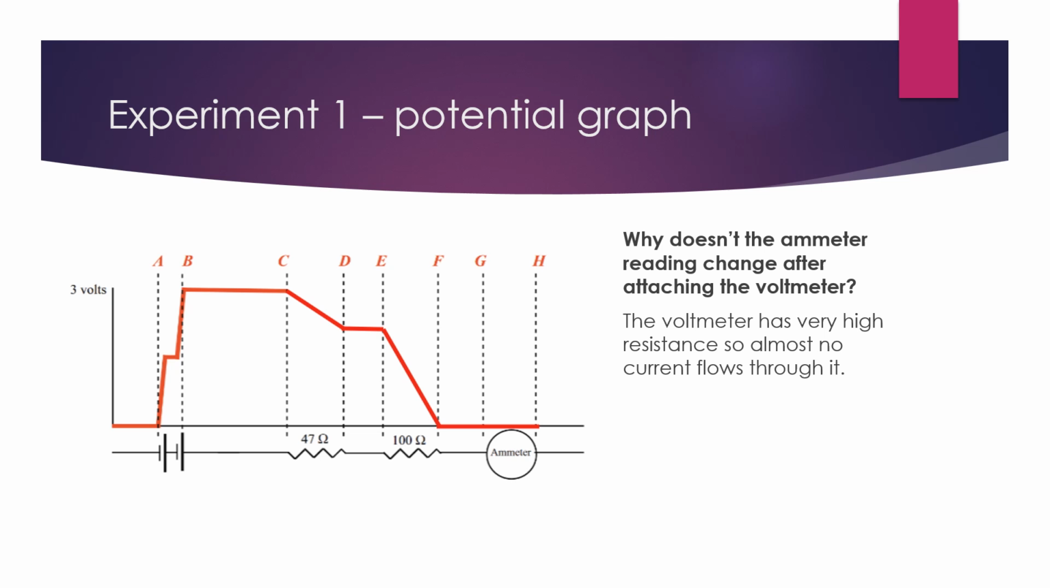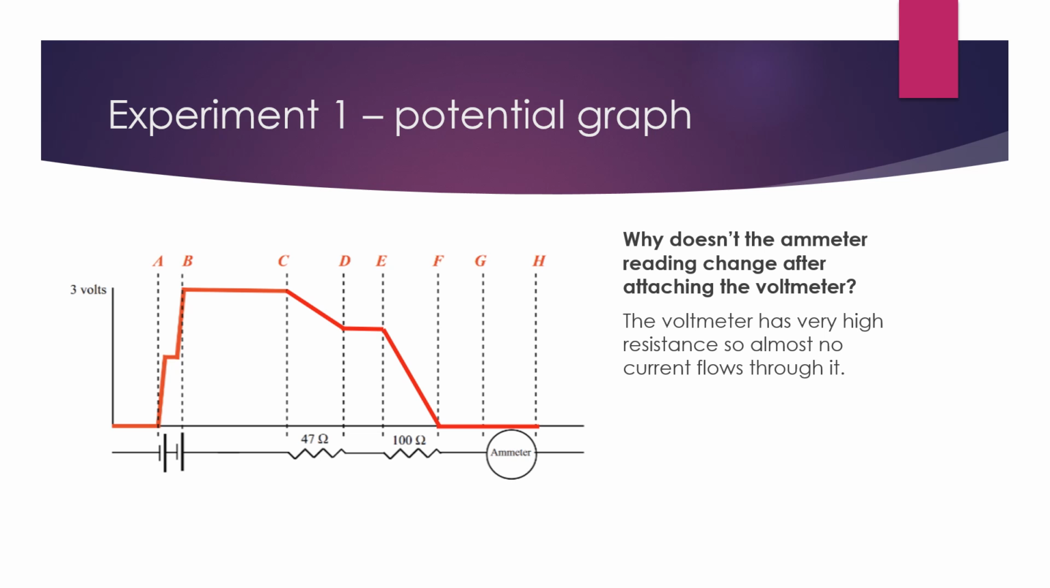The following graph shows how the potential changes across the circuit. Initially, the potential is zero. Then each battery raises it by 1.5 volts. Then it remains constant in the wire until the 47 ohm resistor causes a drop in potential. Then it remains constant until it goes through the 100 ohm resistor. After this resistor, the voltage is the same as it was in the beginning.